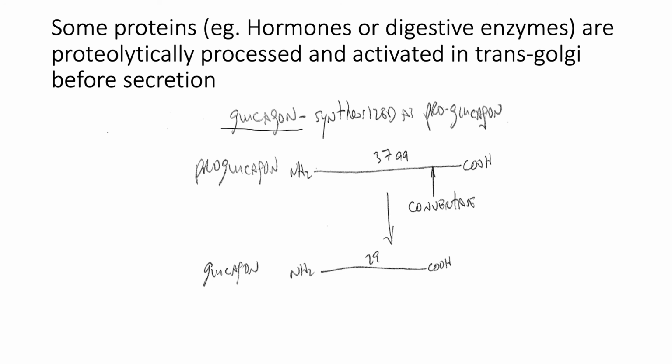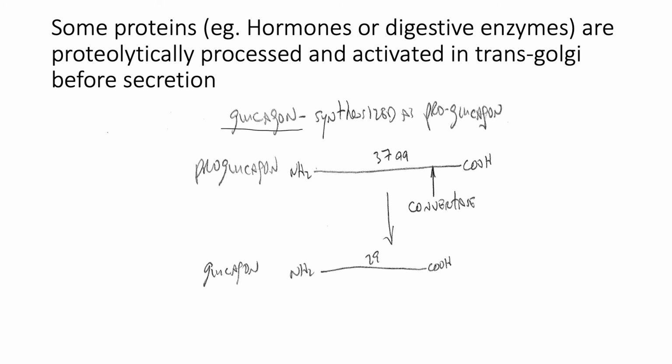And so it's synthesized on the ribosome, and of course this protein would have had, as part of the protein, an ER signal sequence at the amino terminus. That was cut off. That's how it got into the whole system. Got moved up through the system, through the Golgi, and when it reaches the trans Golgi, well, it's synthesized as an inactive precursor, which is called proglucagon. It's a 37 amino acid protein, but it's not active glucagon.